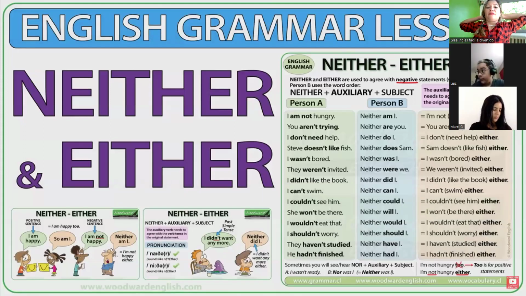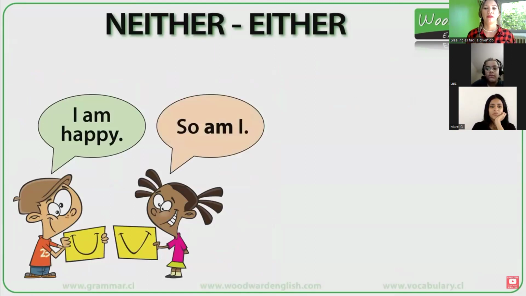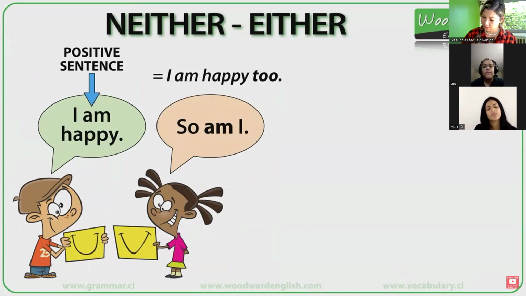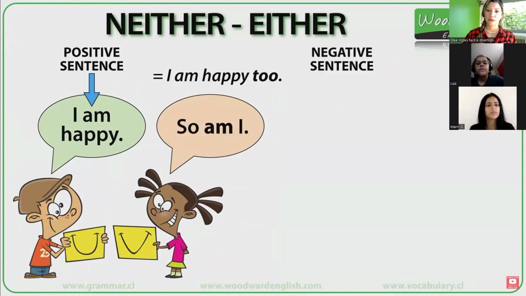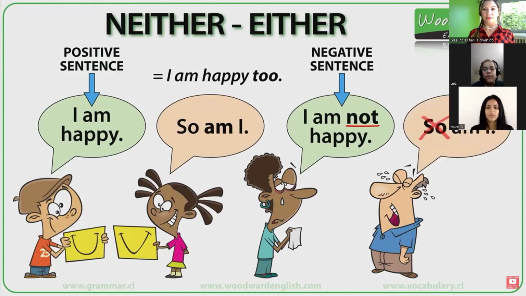Neither, either. English grammar lesson. I am happy. So am I. So am I means I am happy too. I am happy is a positive sentence. What happens when we have a negative sentence? For example, I am not happy. We cannot respond with so am I, because so is only used to agree with positive sentences.